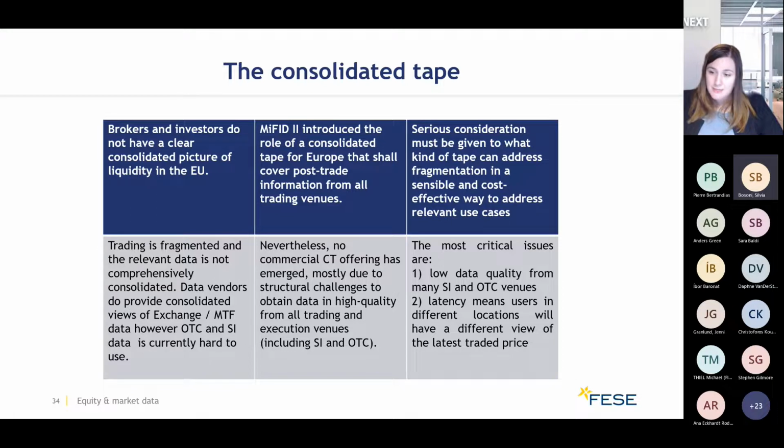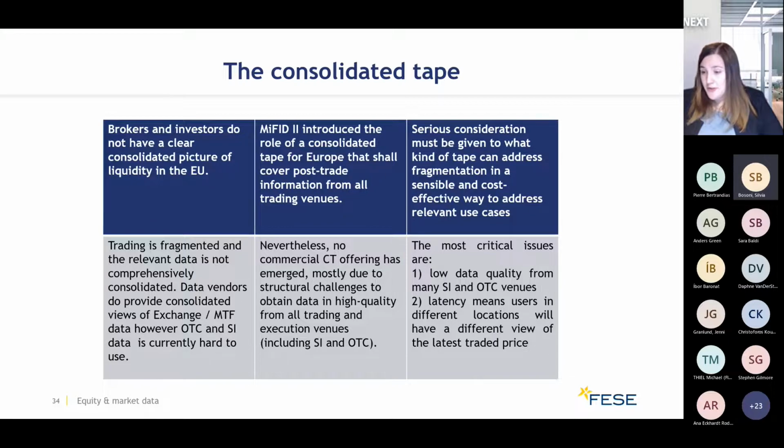And that's what you will also read in the proposals of the European Commission, which is looking to improve the way the data is delivered so that it will be easier to aggregate, and also to derive more value from it. Then also, what kind of tape can do that in a cost-effective way, because that's of course also important. We already have quite a lot of aggregators in the market in the form of data vendors. So it's important that whatever the consolidated tape will be, it will add additional value to the capital markets.